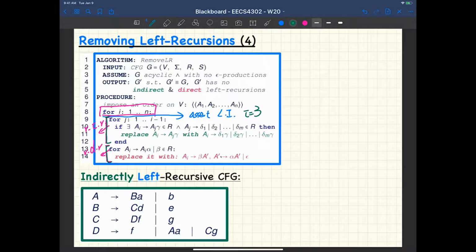does not have any recursion. That's basically right. You're saying that if I'm currently at value i, any variable with indices strictly smaller than i is guaranteed not to have any indirect or direct left recursion. That's basically a loop invariant. That's something for you to think about.